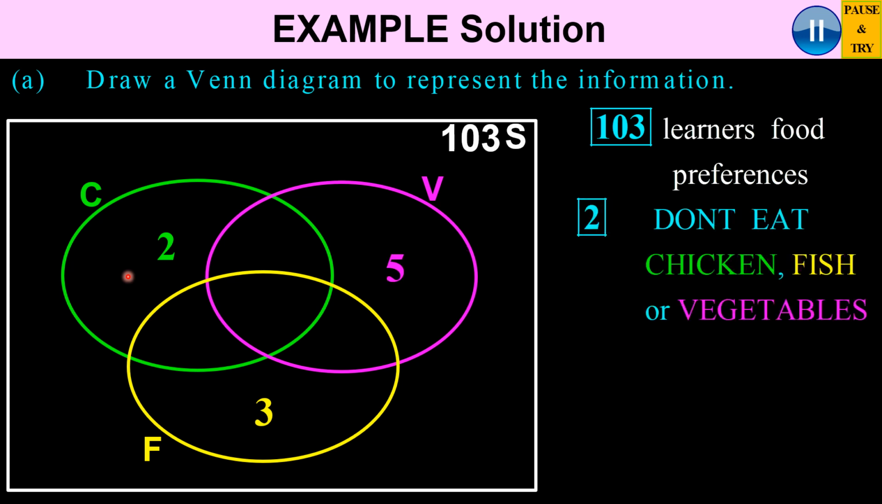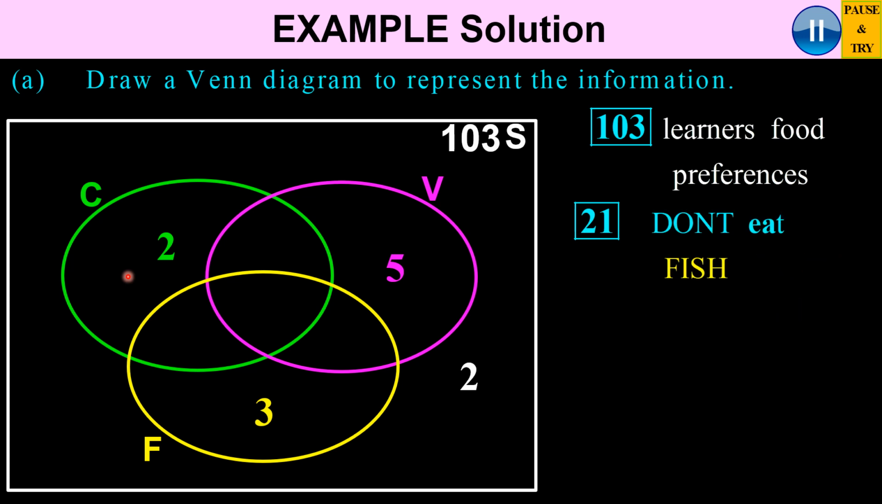The next part there, 2 do not eat chicken, fish, or vegetables. You know where that is? They don't eat chicken, fish, or vegetables, and you just have to put it outside. There's the 2. Now let's see the next one here. 21 don't eat fish. Right, so if they don't eat fish, in other words, it's not these people. So it's this one, and this one. So it's 2, this part, and this part here. Okay, so all together that should be 21.